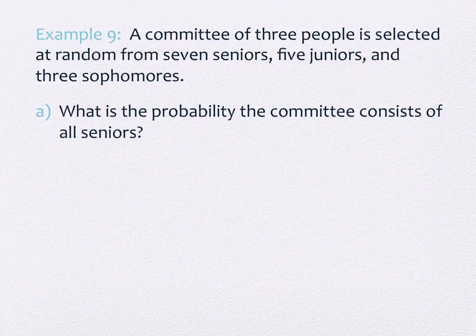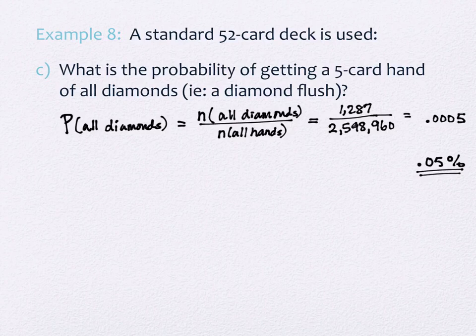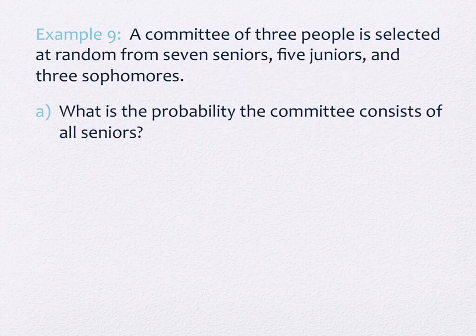All right. A committee consists of 3 people, and it is selected at random from 7 seniors, 5 juniors, and 3 sophomores. What is the probability the committee consists of all seniors? So this is actually asking the same thing as question C here. It's the probability of comparing some things. C compared 2 things, the number of diamond hands to the number of all hands. This one's comparing the number of committees that only contain seniors to the number of all committees. So what we're looking for is the probability of an all senior committee.